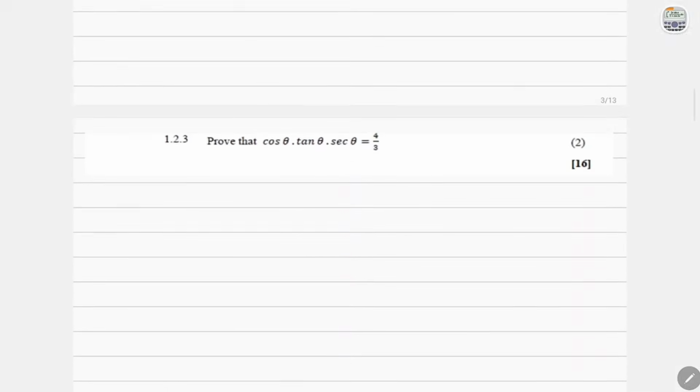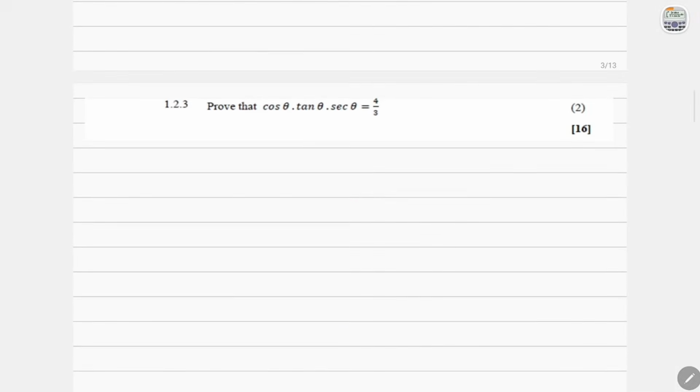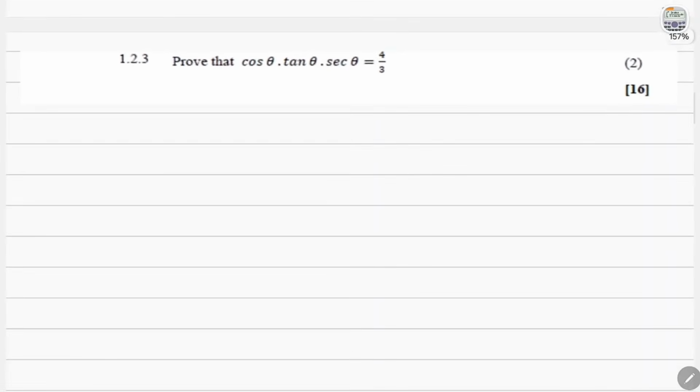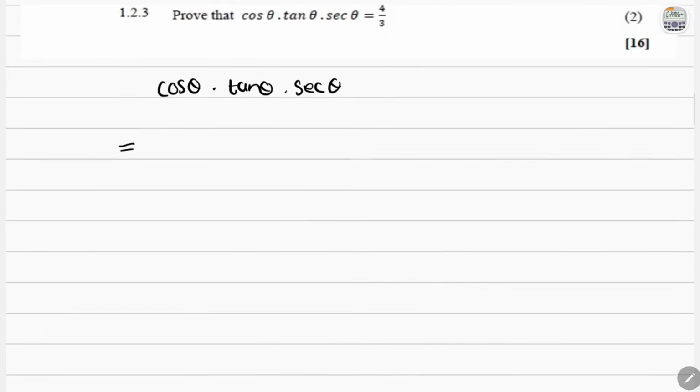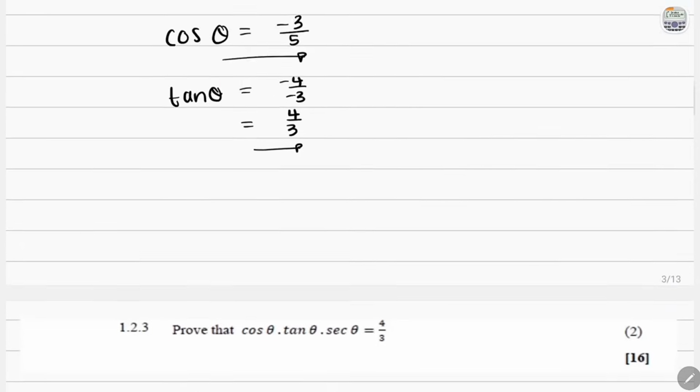And then the final question, 1.2.3, says we need to prove that cos theta multiplied by tan theta then times sec theta is equal to 4 over 3. So we know cos theta and tan theta. I'll just rewrite it first. They want you to prove that when you multiply these, they give you 4 over 3. We know the values of these. Cos theta is negative 3 over 5. Tan theta is 4 over 3. And then let's find sec theta.